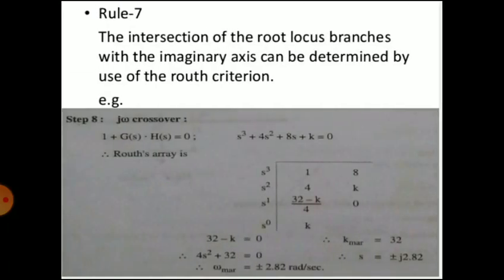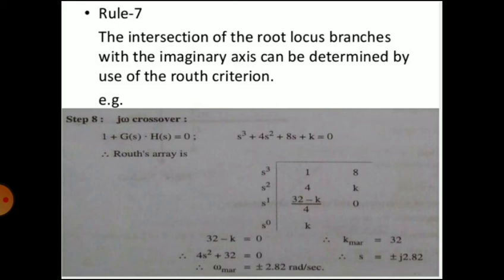Then rule number 7, intersection of root locus with imaginary axis. This can be determined by the following procedure. Consider characteristic equation 1 plus G(s)H(s) equal to 0. Construct the Routh array in terms of k.